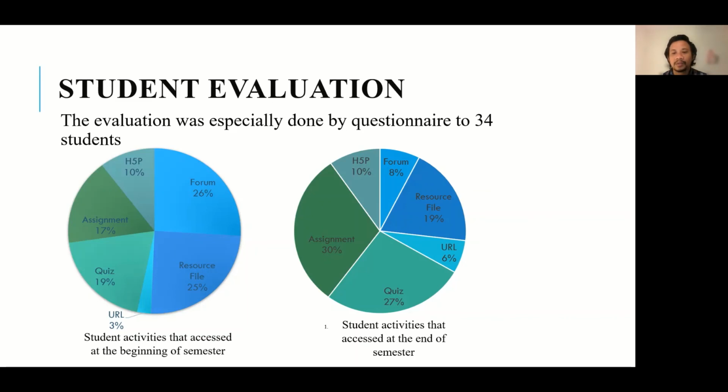The result from the second question, about the activity accessed at the end of the semester, is assignment at 30%, followed by quiz 27%, resource file 19%, H5P 10%, forum 8%, and URL 6%. From the questionnaire result, assignment is the most frequent activity accessed by students at the end of the semester. The questionnaire result matches the process model from the student log.